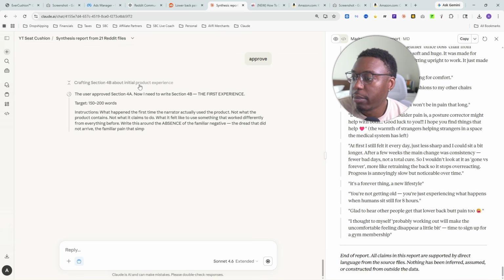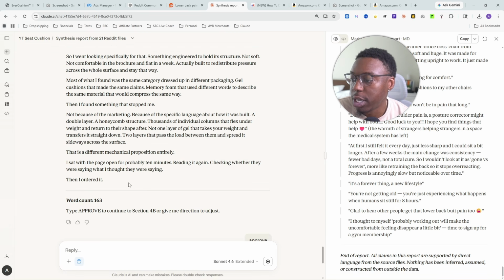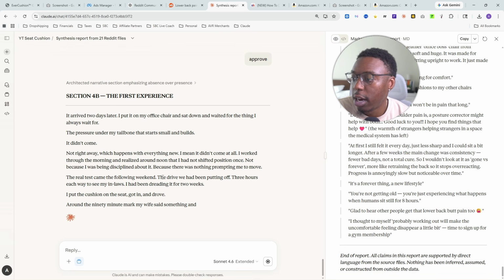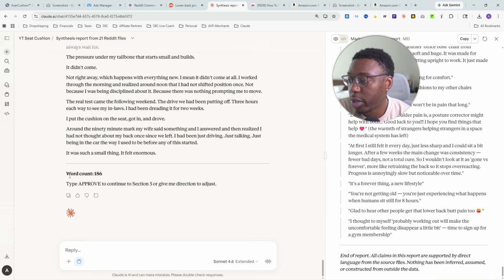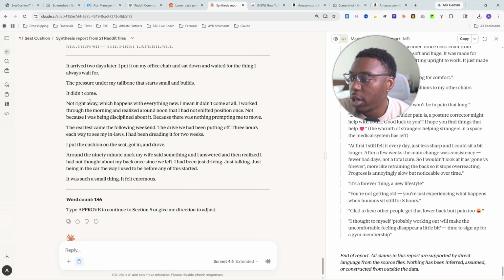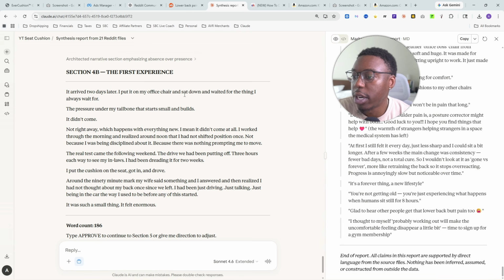Yep, so crafting 4B. And you can see each section has about 120 to 160 words. And we're trying to properly space them out so they're equal. Sometimes they go a little bit over that, which is fine. All right, so it arrived 2 days later. I put it in my office chair and sat down and waited for the thing that I always wait for, the pressure under my tailbone that starts small and builds. It didn't come. Not right away, which happens with everything new. I mean, it didn't come at all.